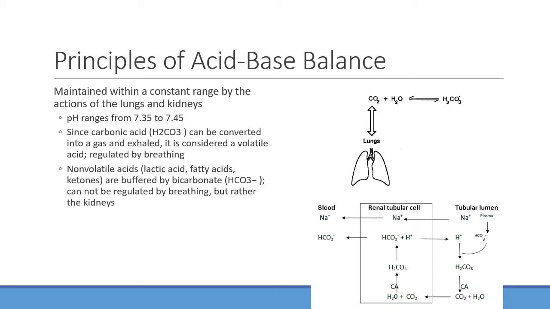Respiratory is always going to be faster than the kidneys. Kidneys are usually going to be sort of a compensatory thing to try to catch up with whatever other changes are going on there. So that's one thing to remember. The pH range of the serum should be 7.35 to 7.45.